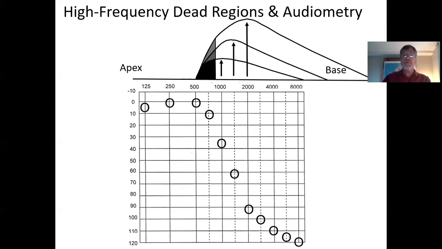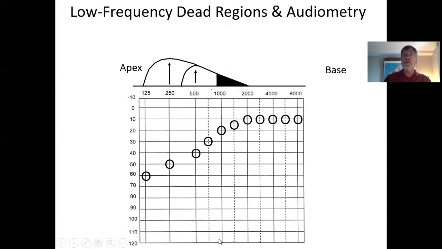High frequency dead regions. Let's say like a thief in the night, I came in and ripped out every hair cell above 1,000 hertz. Yep, then your hearing would look more like you'd expect. But it would really drop, because if I presented 1,000 hertz, the front of the wave might stimulate living hair cells. And if I went further into the dead region, I'd have to dramatically increase the intensity so that the front of the wave still stimulated living low frequency or mid frequency hair cells. That's why high frequency dead regions are associated with a precipitous drop in hearing, whereas low frequencies are associated with a moderate rising audiogram, all due to the shape of the traveling wave.